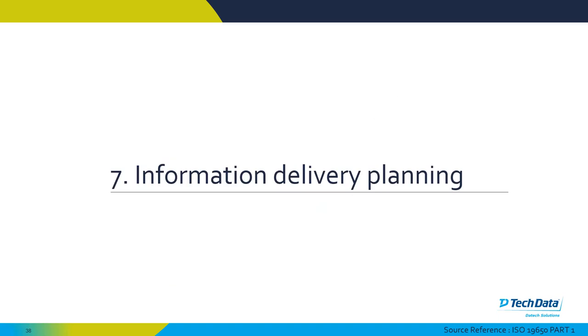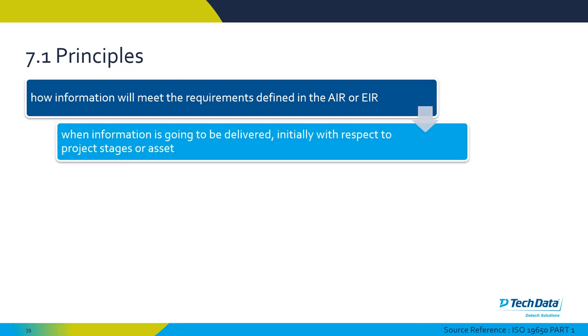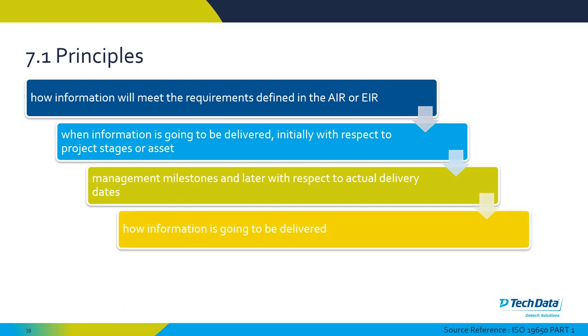Then looking at the information delivery planning, some of the principles: how information will meet the requirements defined in the AIR or in the EIR, when information is going to be delivered, so dates attached to that, and initially with respect to the project stages or the particular assets, and then management milestones, and later with respect to the actual delivery dates of that particular piece of information.